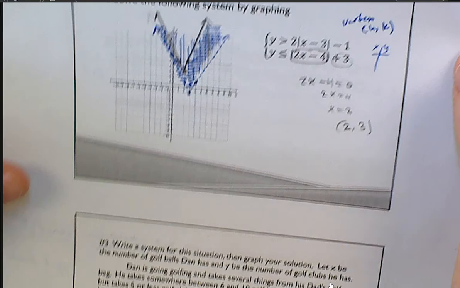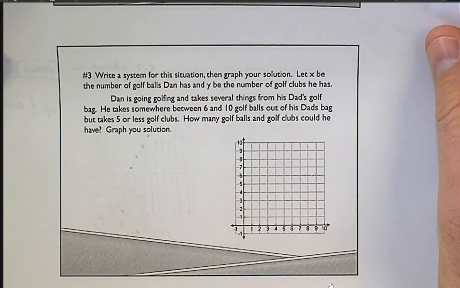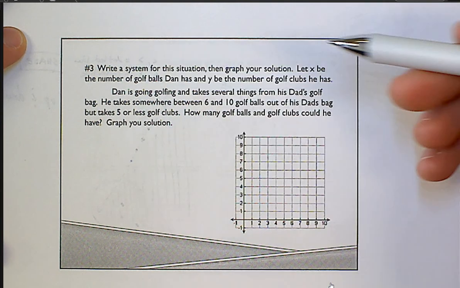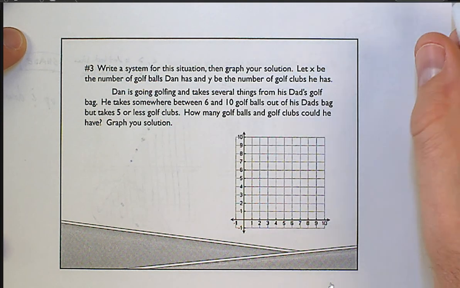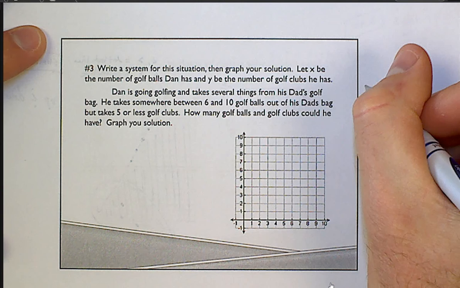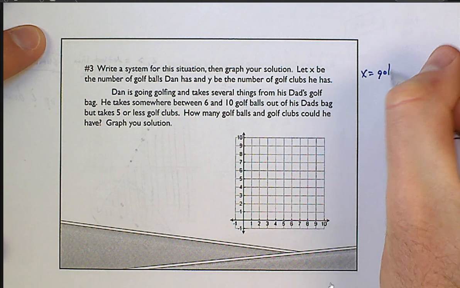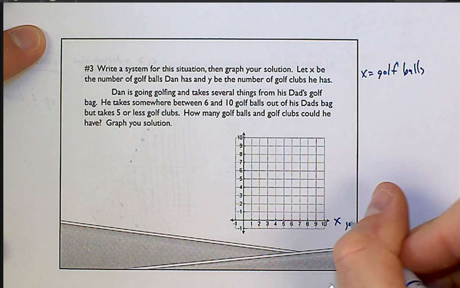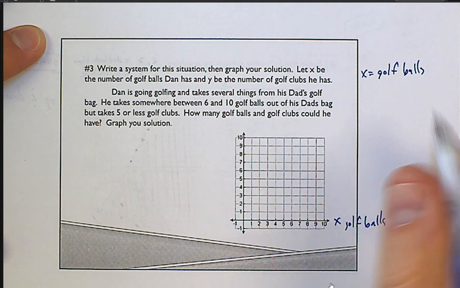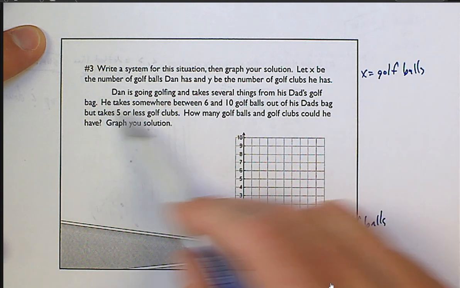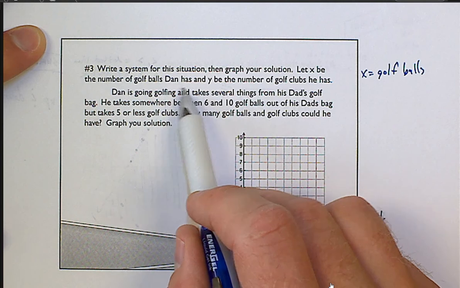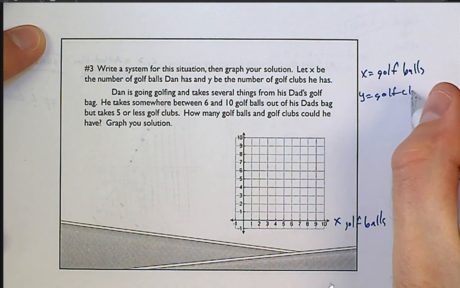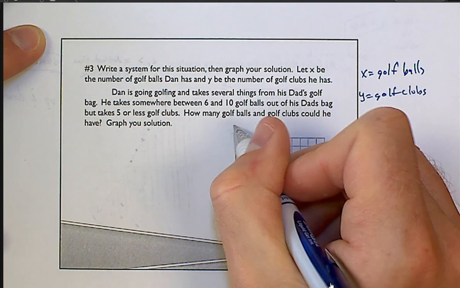For our last question, it's a little bit of a word application here, word problem. It says, write a system for this situation, and then graph your solution. Let x be the number of golf balls, so that's important. So x is going to be the golf balls. Okay, so there's your x-axis, that's your golf balls. I like to stay organized here. And y be the number of golf clubs. So golf clubs. Okay, so there's your y-axis, and that's the golf clubs.